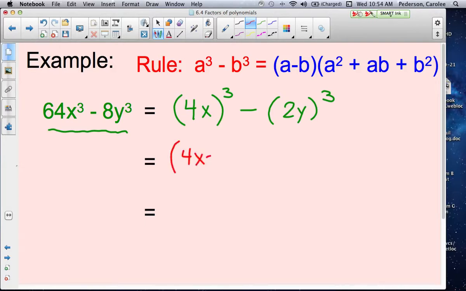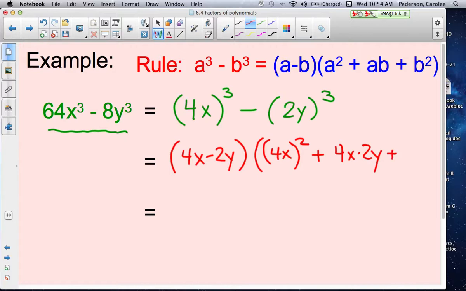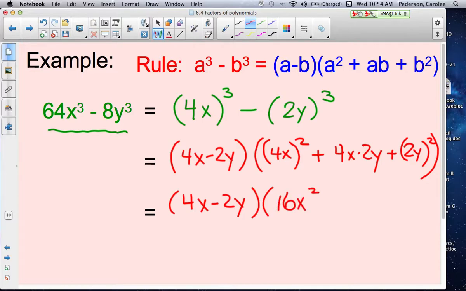Now we have 4x minus 2y. Then we have 4x squared plus 4x times 2y plus 2y squared. Now clean up that second parenthesis. 4x times 4x is 16x squared. 4x times 2y is 8xy. And then 2y times 2y is 4y squared.